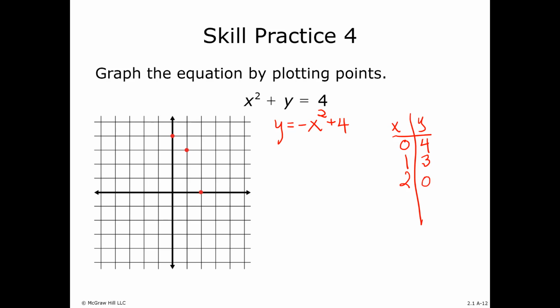If you try 2 for x, you're going to have -4 plus 4, which is 0. So that's right there. You could try -1 for x, and if you do that, you're just going to get the same thing you got for 1, which is 3. And then you could try -2 for x, and you would get the same thing you got for 2, which is 0. So again, you've got this parabola, except now it's upside down. So that is what you get.